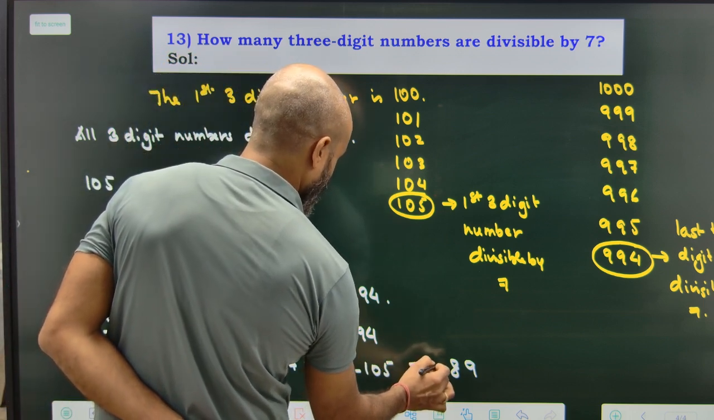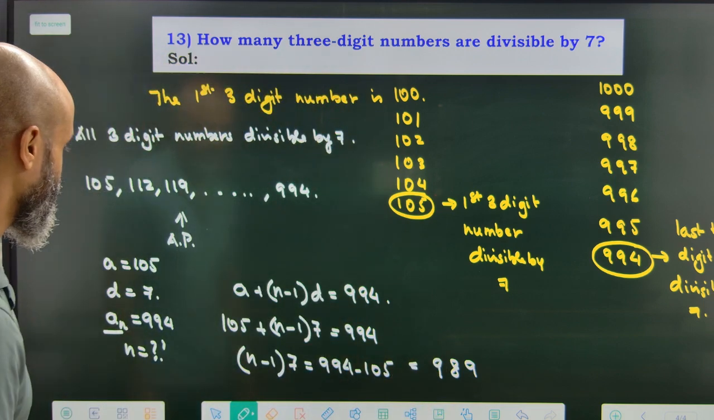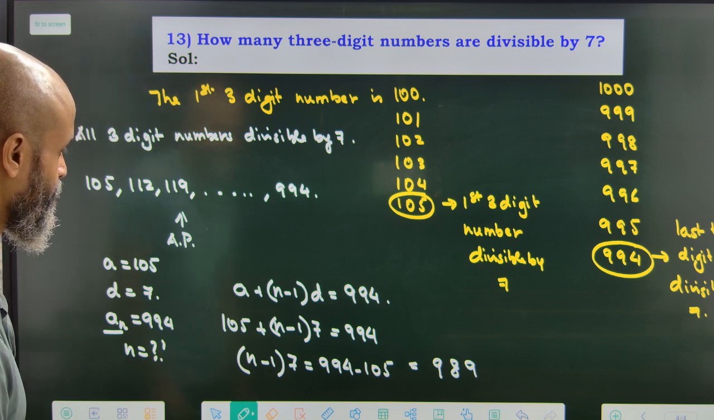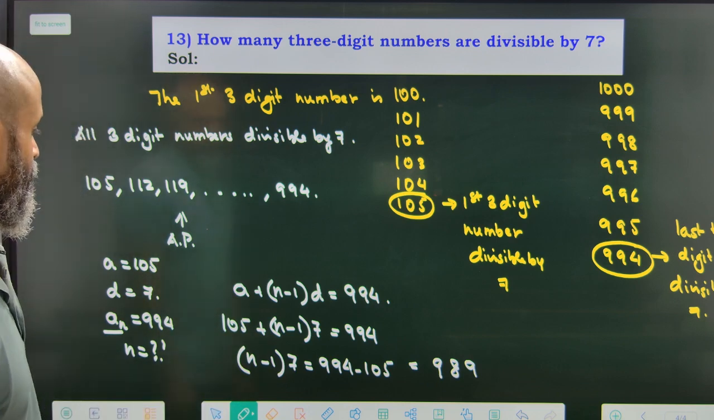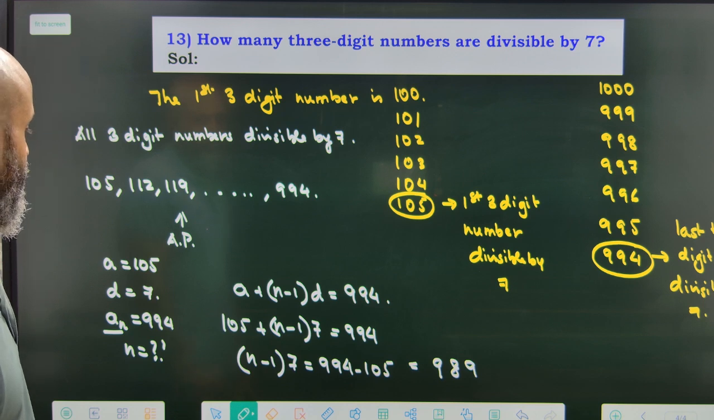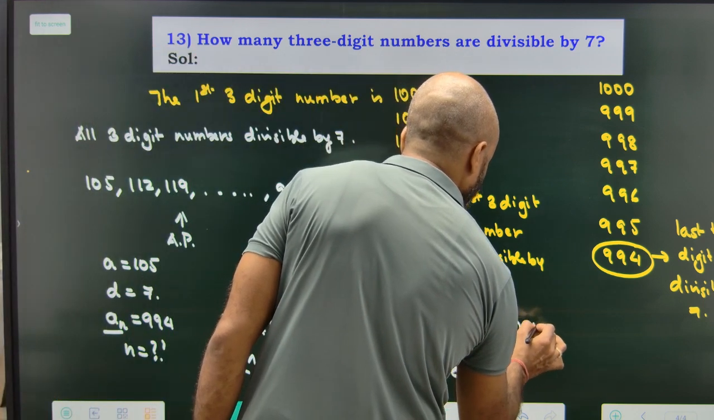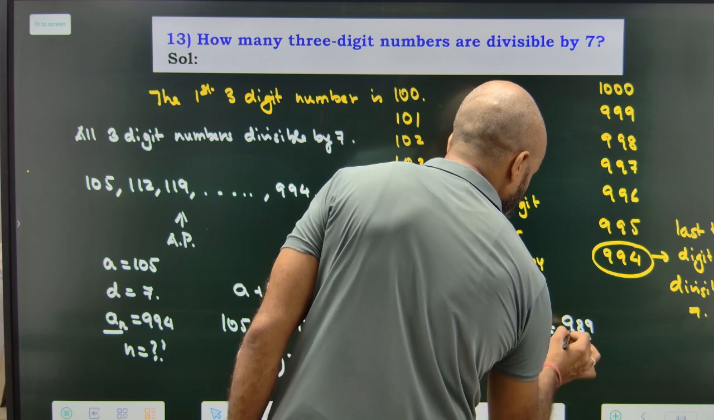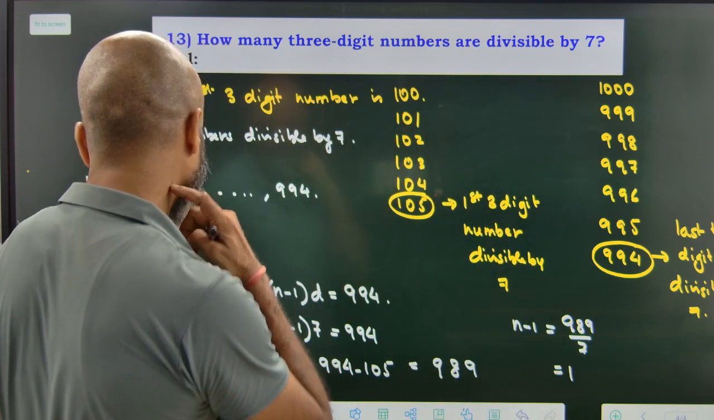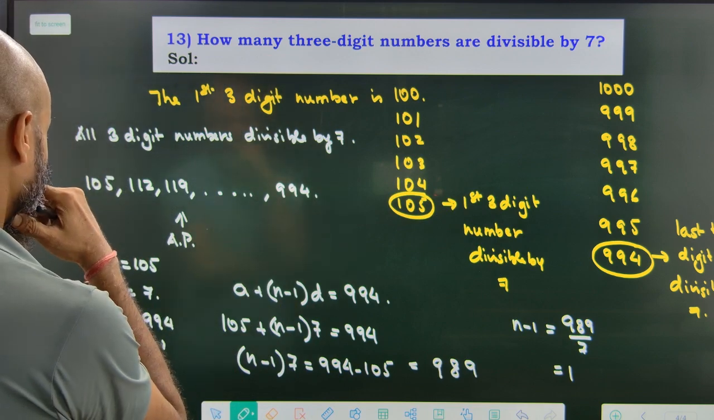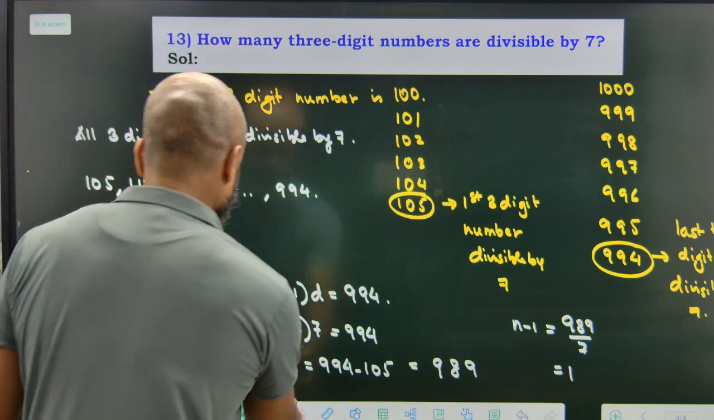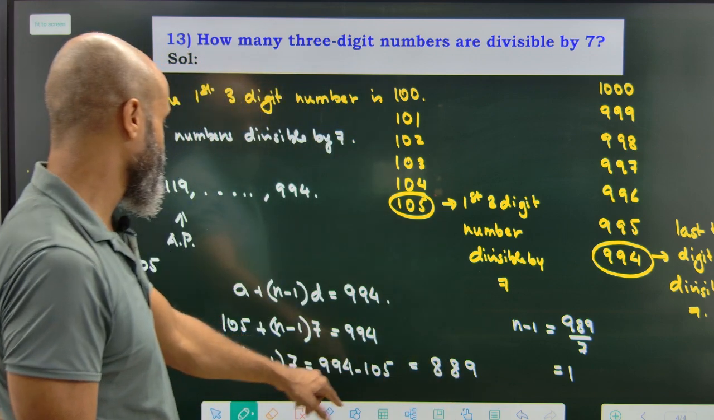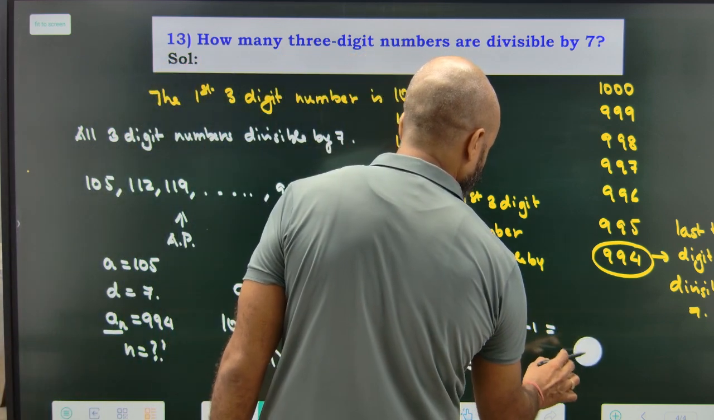So this will be 989. Are we getting this correct? 7 1s are 7, 7 4s are 28, 7 2s are 14. Okay, 989. So n minus 1 will be equal to 989 by 7. So this will be 7 1s are 7, leaves you... something is going wrong here. This will become 889. Okay, so 889 by 7.